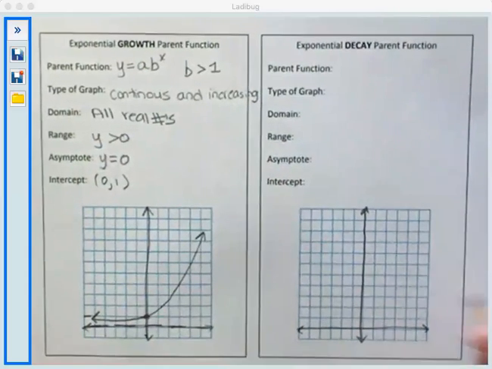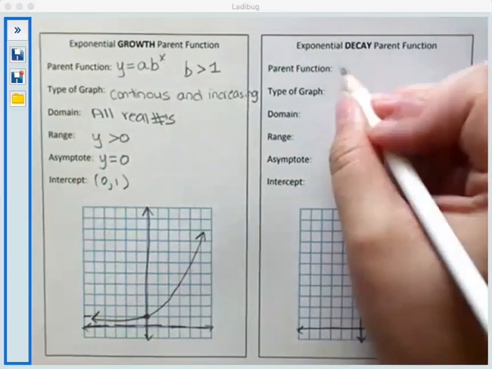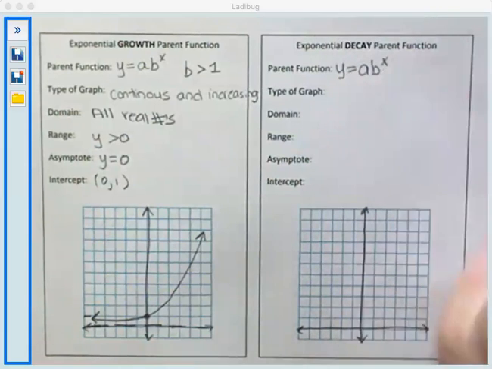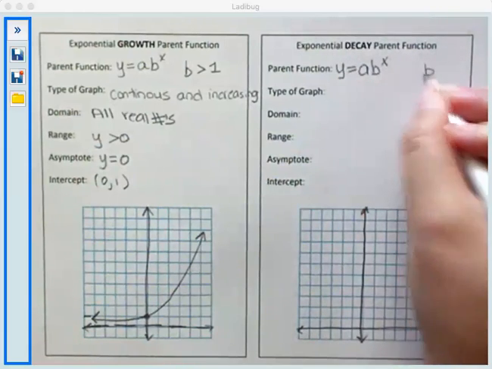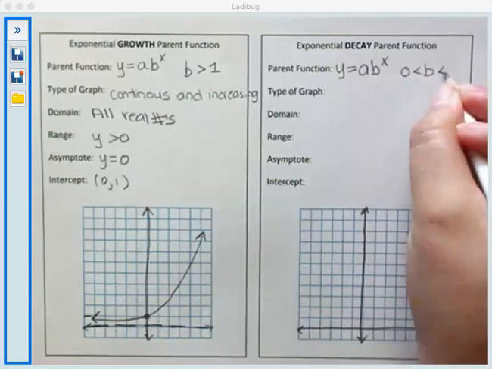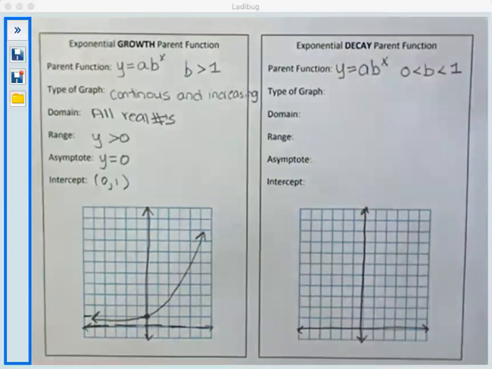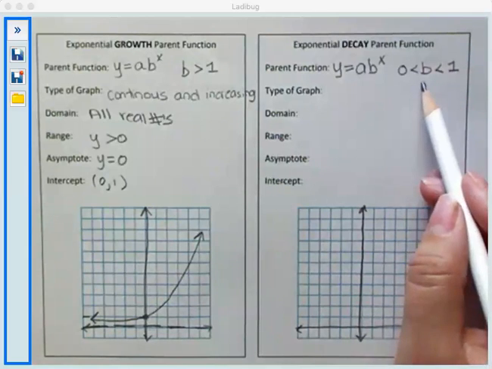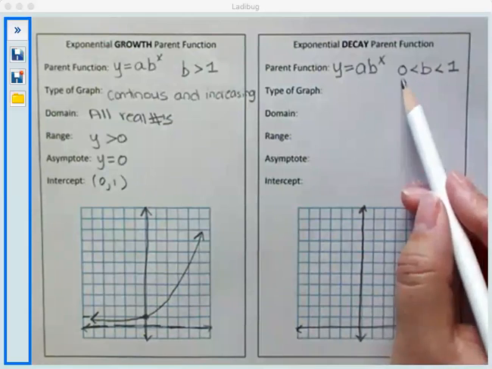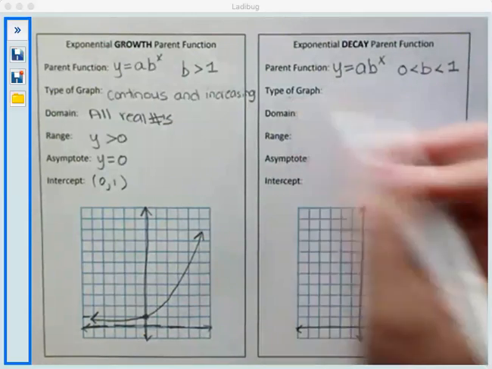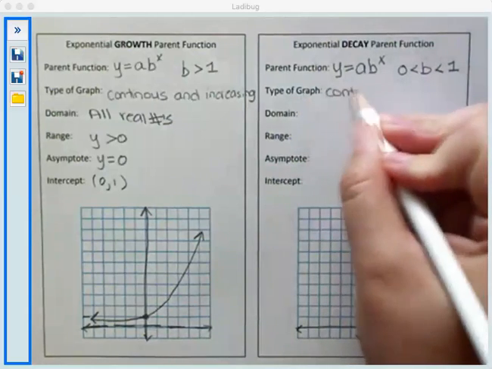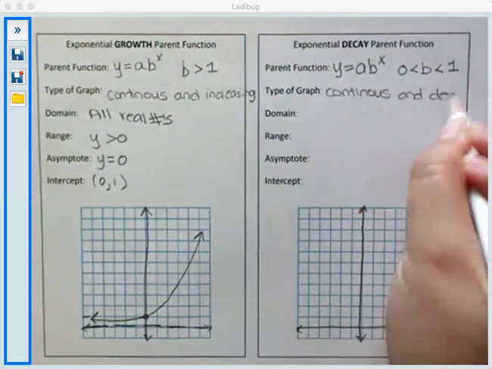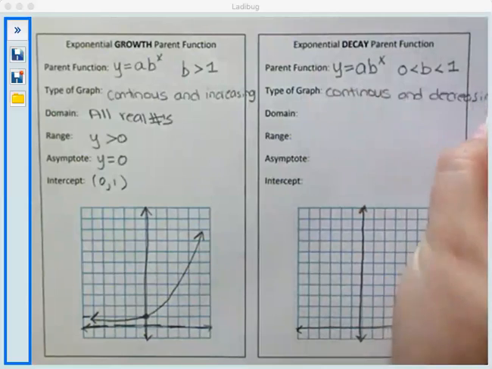Okay. For our decay, same parent function, a times b to the power of x, but b has to be greater than 0 and less than 1. Okay, that means it is going to be a fraction. It is not negative, it is still positive, but it is between 0 and 1. And our type of graph, again, is continuous. And instead of increasing for decay, we are decreasing.